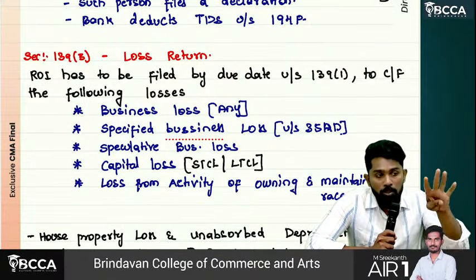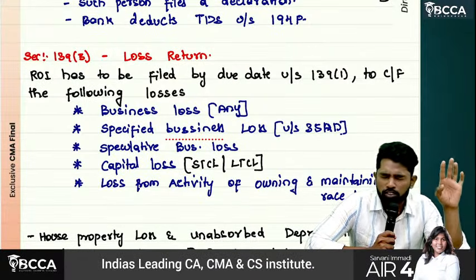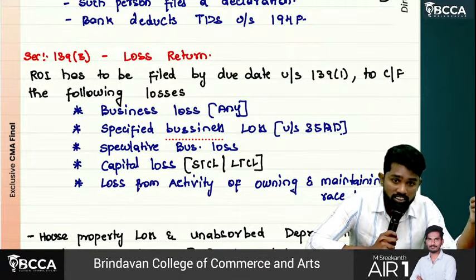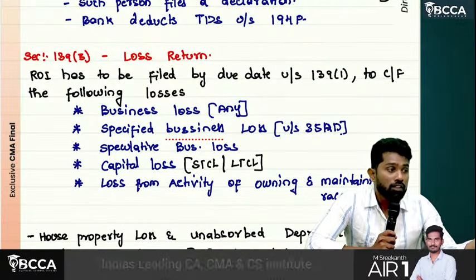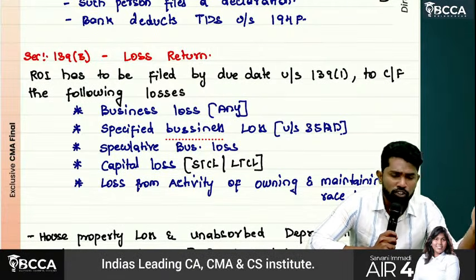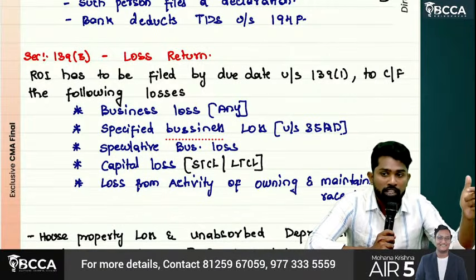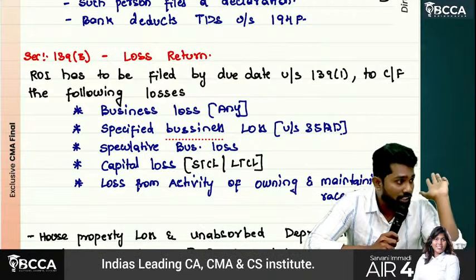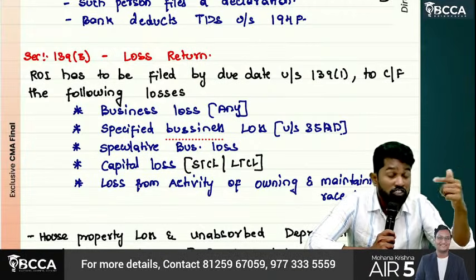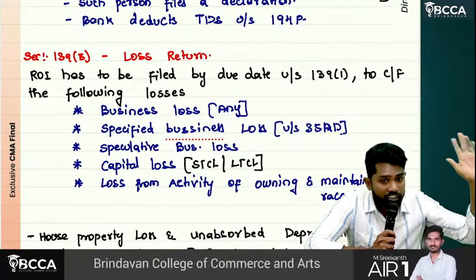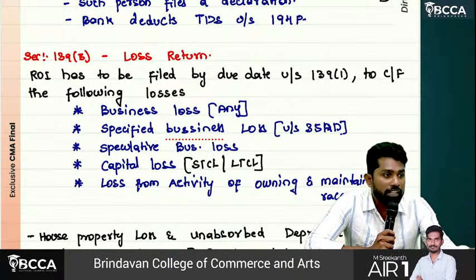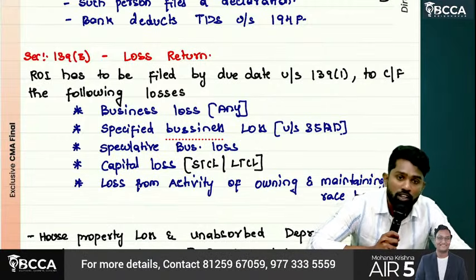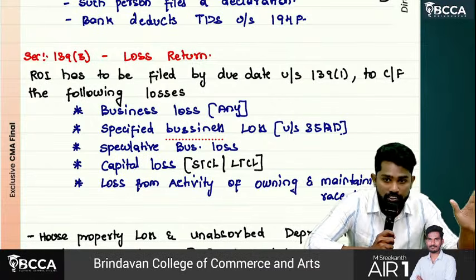Then PGBP also has 4 types of losses: normal business loss, specified business loss, speculative business loss, and the next IFOS is also this one, income from owning and maintaining horses for race. Normal business loss can be carried forward for 8 years. Specified business loss can be carried forward for an indefinite period. Speculative loss can be carried forward only for 4 assessment years. Even income from owning and maintaining horses for race can be carried forward for 4 assessment years only.